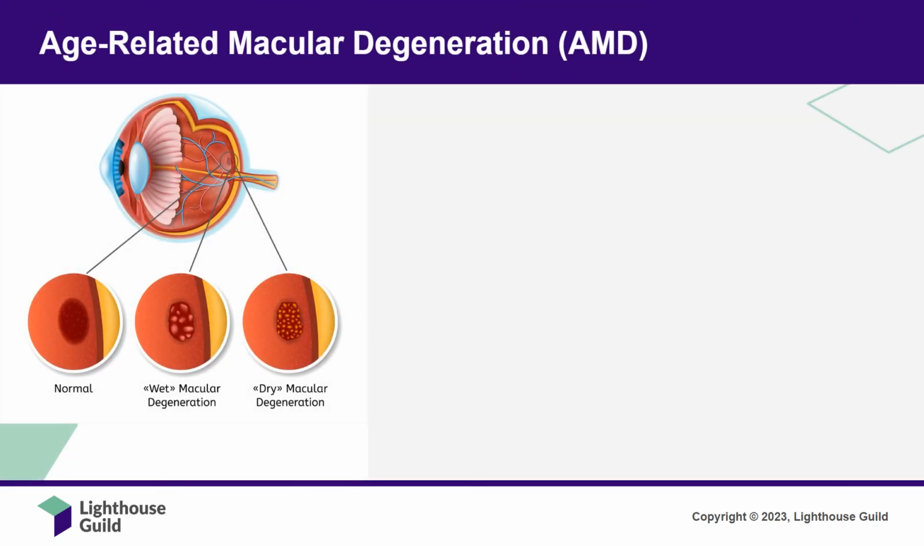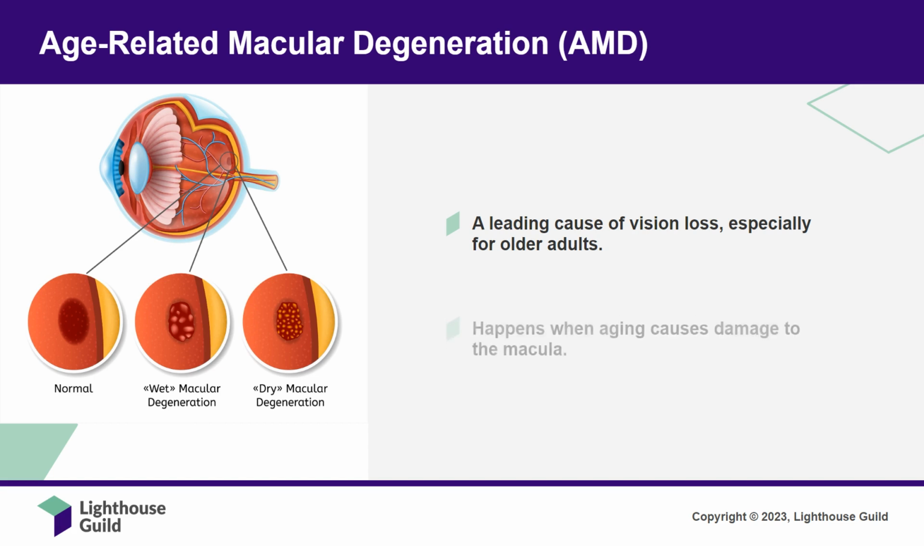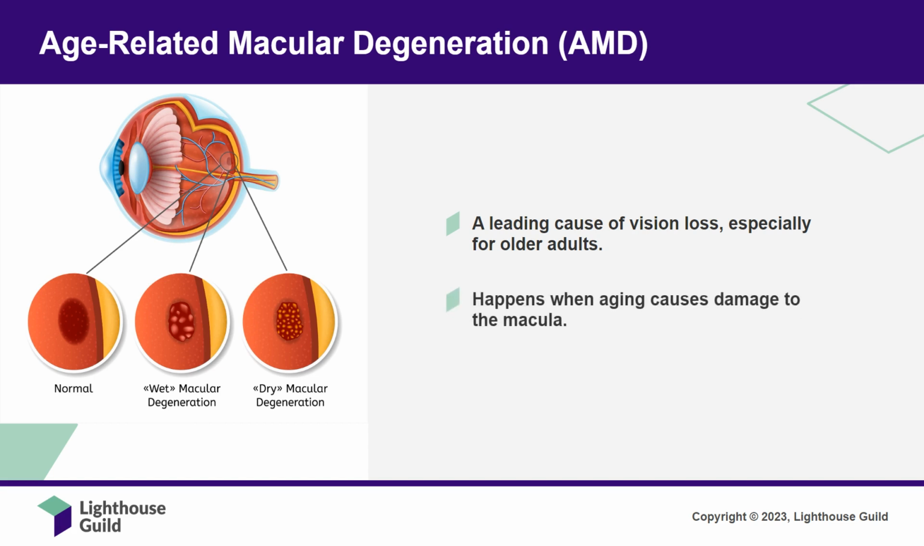Age-related macular degeneration, also known as AMD, is a leading cause of vision loss, especially for older adults. It happens when aging causes damage to the macula, the part of the eye that controls sharp, straight-ahead vision. This can cause central vision to be blurry.